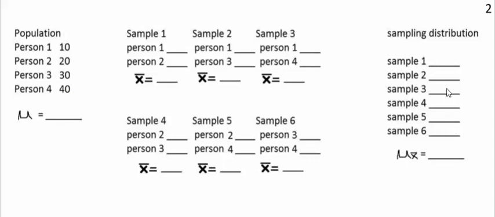Then add the 6 numbers here and divide by 6, and you'll get the mean of your sampling distribution right here. And this number, the population mean, and the mean of the sampling distribution over here need to come out to the same number. They always come out to the same number, so if you get 2 different numbers, then that means that you made an error somewhere along the way.